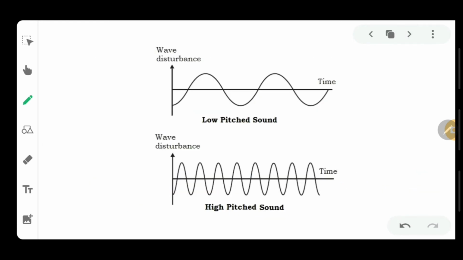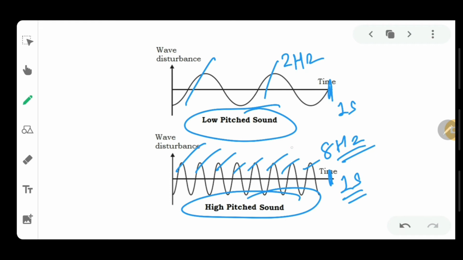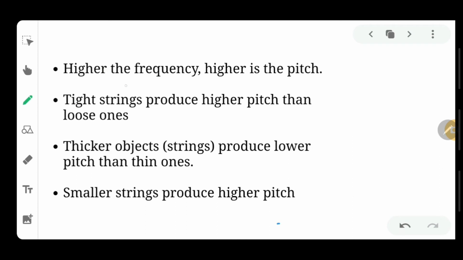Now let's try to understand what is low pitch sound and high pitch sound. So here you can see, if you take this time period as 1 second, and calculate, the frequency is 2 Hertz, and here if you calculate, the frequency is 1, 2, 3, 4, 5, 6, 7, 8. So this is 8 Hertz frequency. So this is low pitch sound as it has low frequency, and this is high pitch sound as it has high frequency, or you can say that this is flat sound and this is sharp sound. Okay. Now higher the frequency, higher is the pitch. So pitch is directly proportional to frequency. Tight string produces higher pitch.